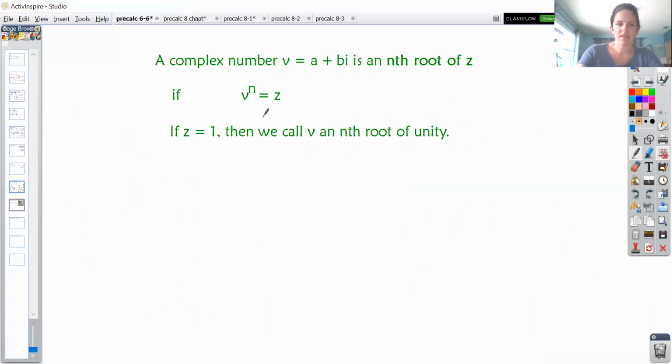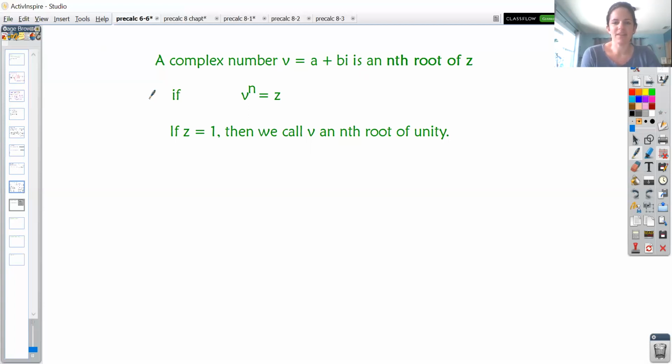Okay, so that is taking a complex number to a power, right? The last topic that we have in this section, so thank you for hanging in there. I know it's a lot of material and a long video to watch, so my apologies. The last topic that we have would be to find the nth roots of a complex number.